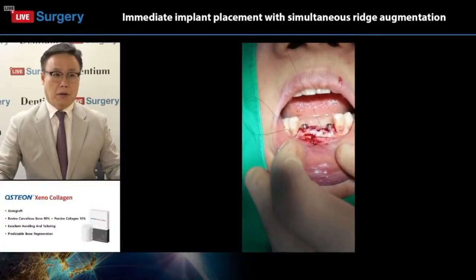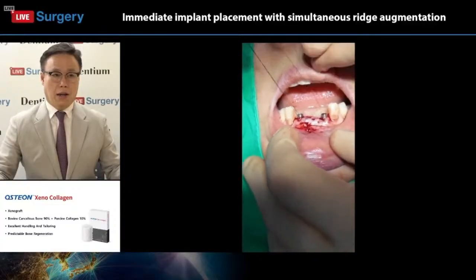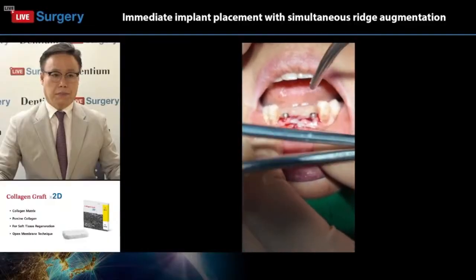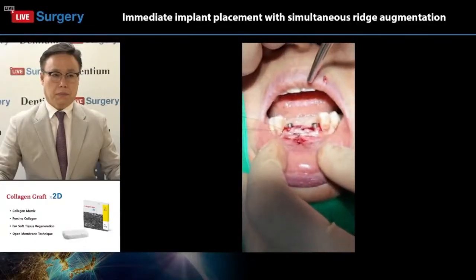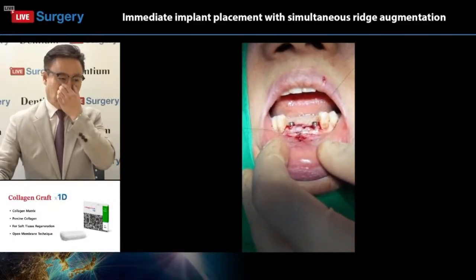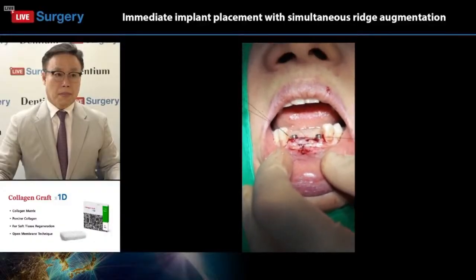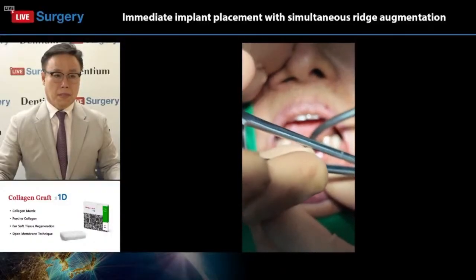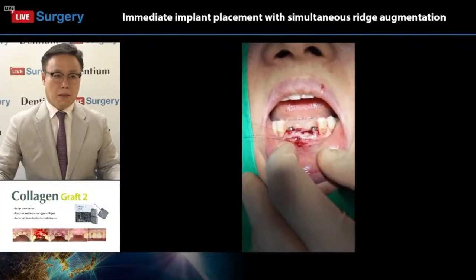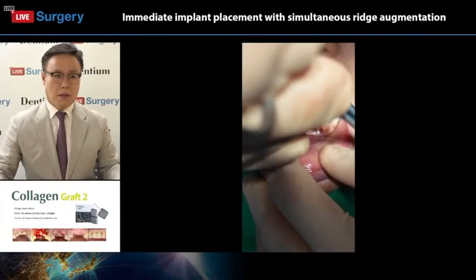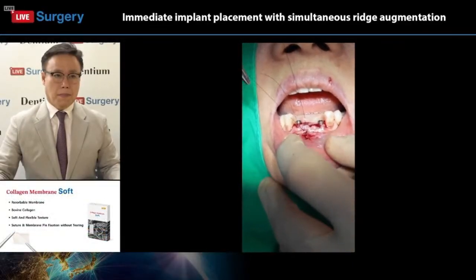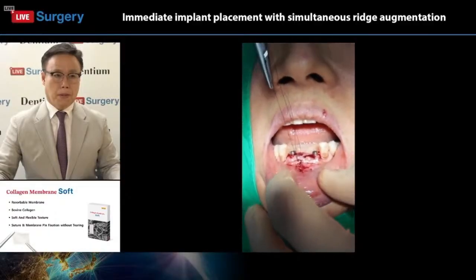Now we are making the tie. So just now, now we have to cut it.